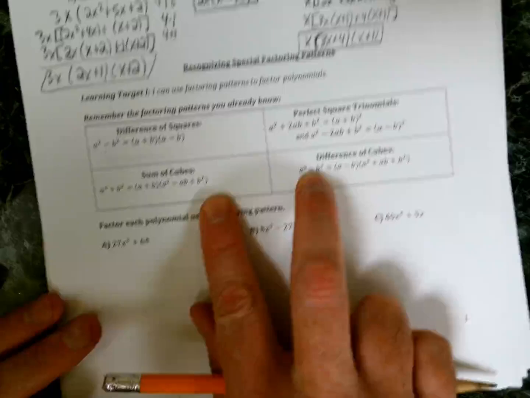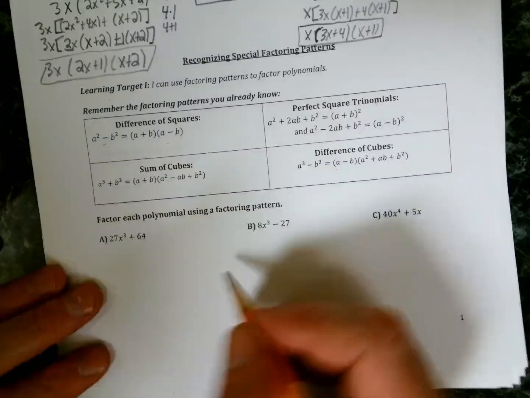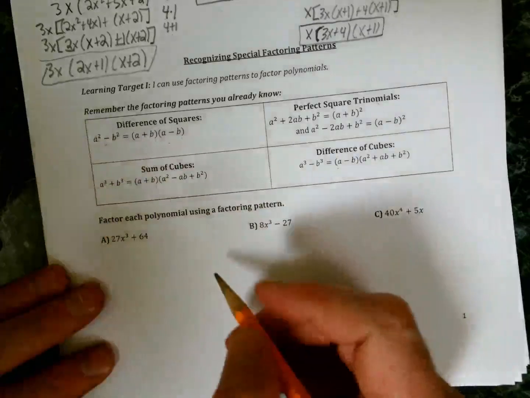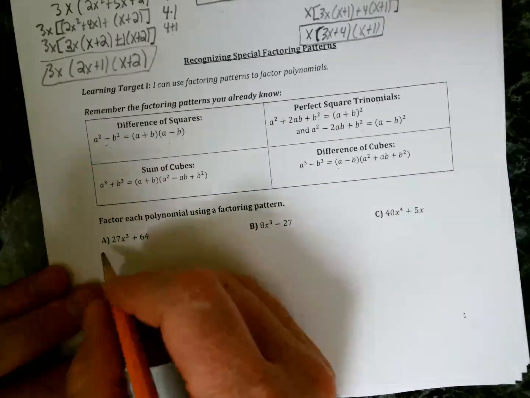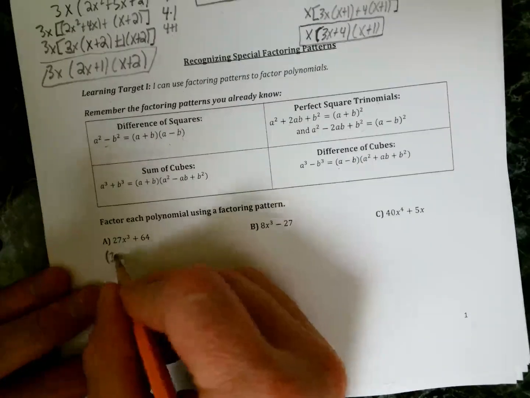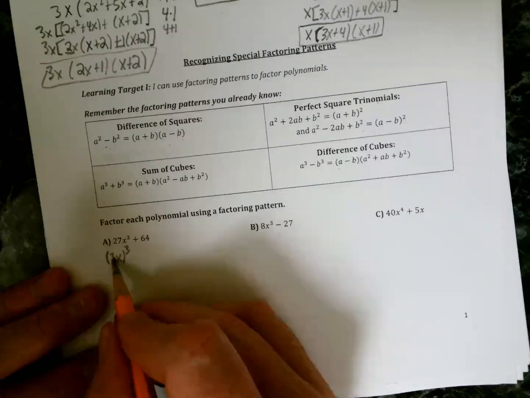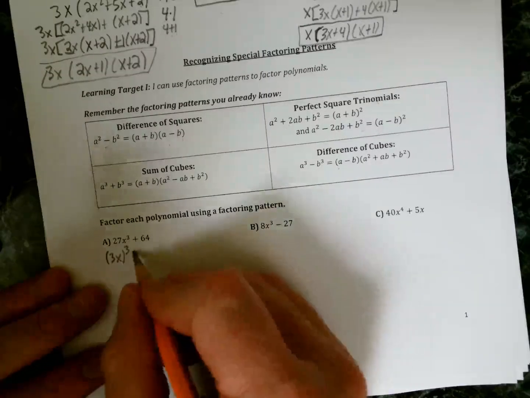So I'm going to do a couple down here just so you can see the sum and difference of cubes. These are going to be the new ones. There are going to be cubes in here. Your goal is to identify a and b. So if I identified this, well, let's rewrite that. 27 is 3 cubed, so I'm going to put that as 3x and put the cube on the outside. 3 cubed is 27, x cubed is x cubed.